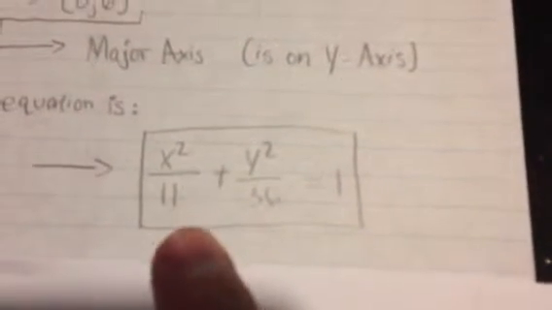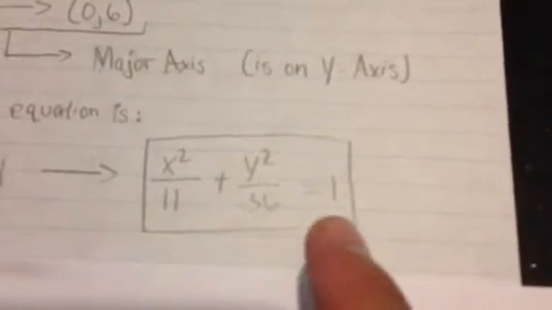x squared over 11 plus y squared over 36 is equal to 1 is the equation you were looking for if you were given this problem.